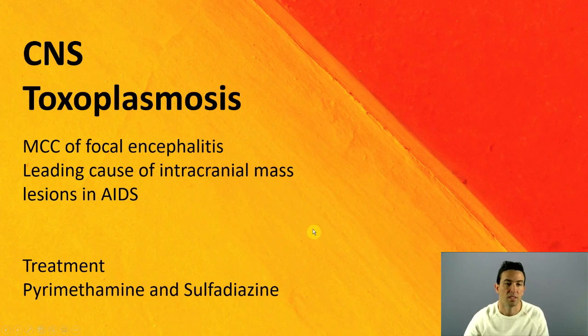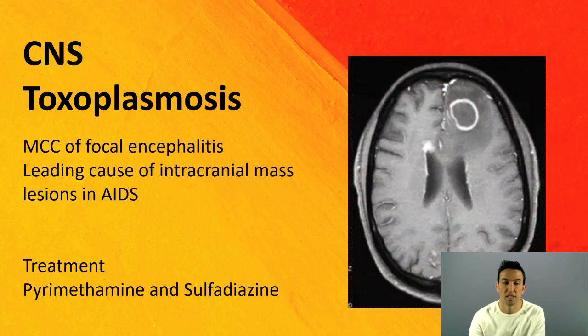Next one to talk about is CNS toxoplasmosis, so most common cause of focal encephalitis. It is the leading cause of intracranial mass, which you see here, intracranial mass lesions in AIDS patients. Again, treatment, pyrimethamine and sulfadiazine.